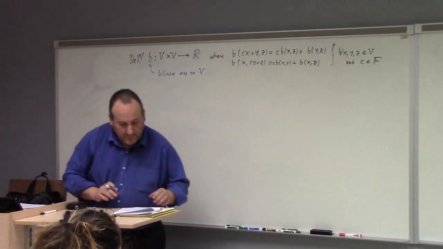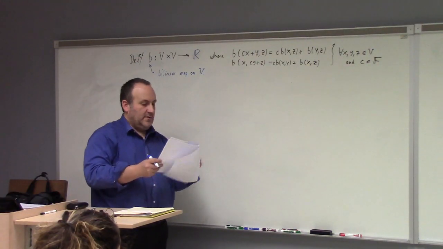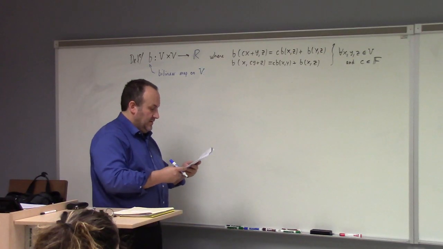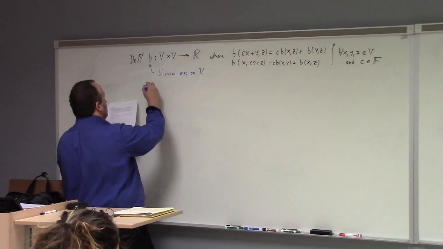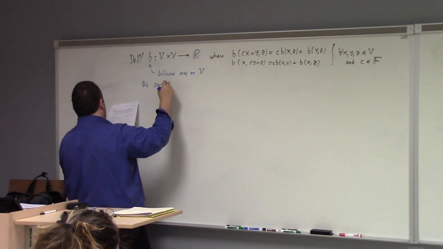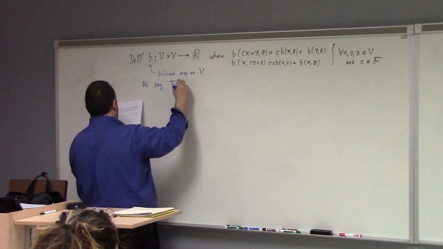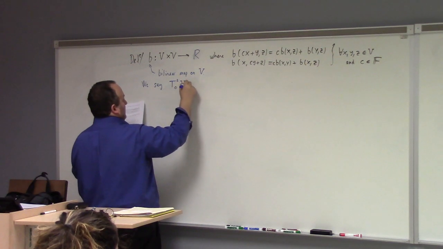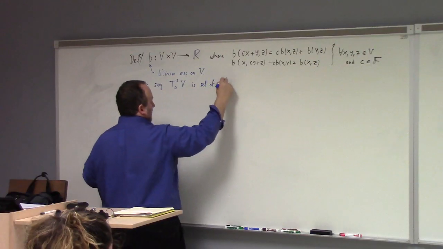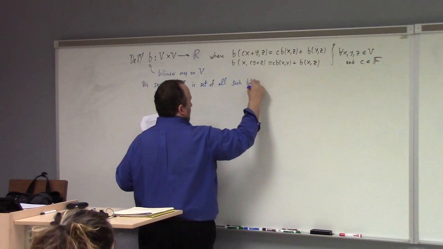All right, and I believe I had a name for these things. We say T sub 0 upper 2 of V is the set of all such bilinear forms, all right?